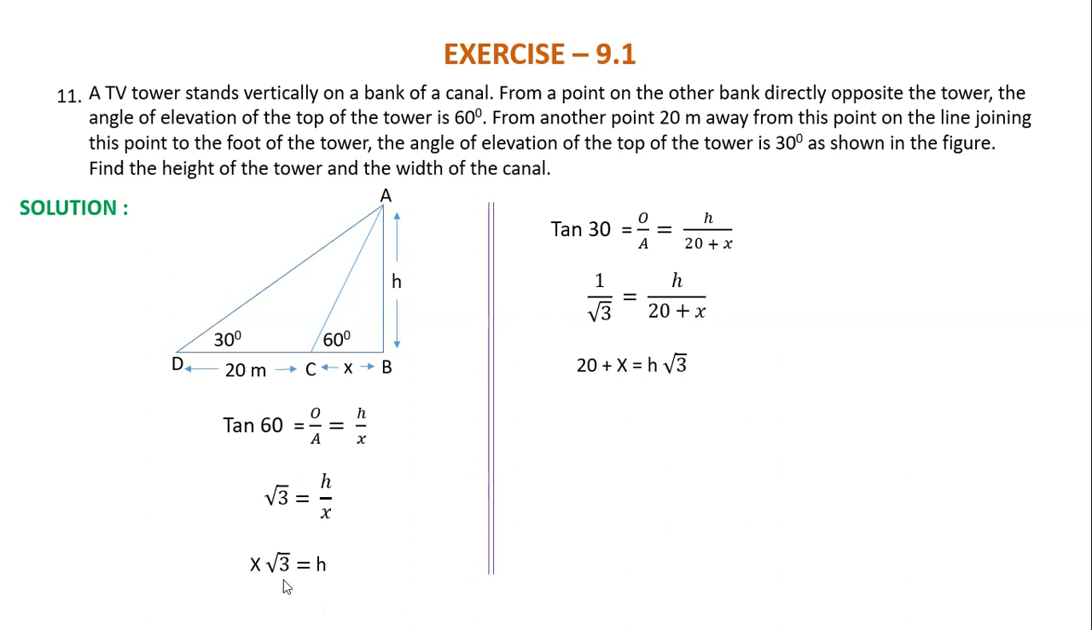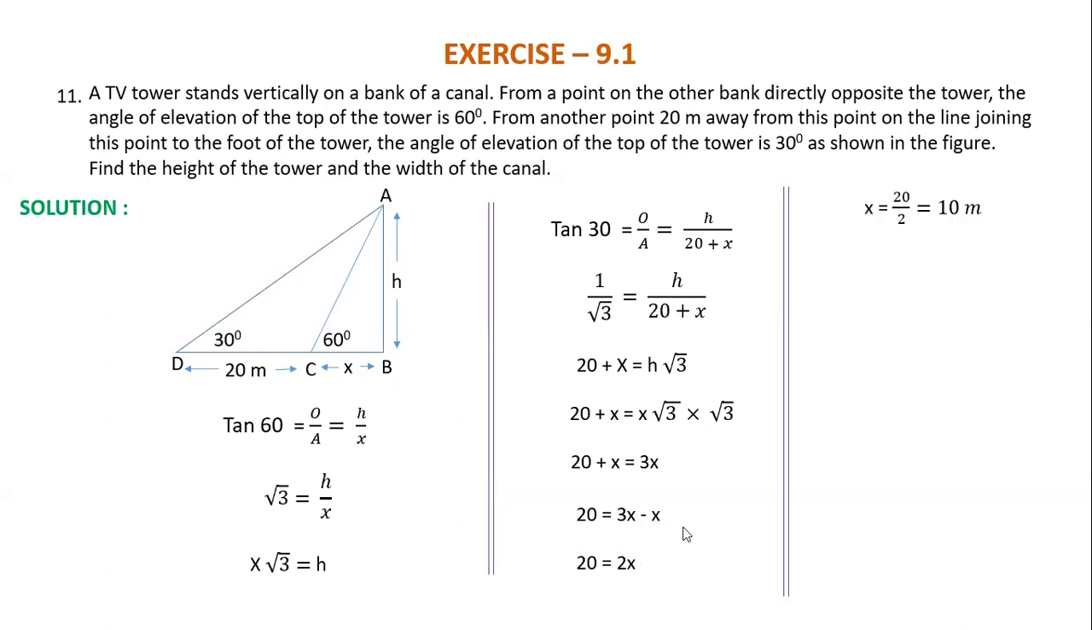What is H? H is equal to X root 3. Let's put it here. 20 plus X is equal to X root 3 into root 3. So root 3 into root 3 is 3x. So 20 is equal to 3x minus x. 20 is equal to 2x. X is equal to 20 upon 2, that is 10 meters. So this is 10 meters.